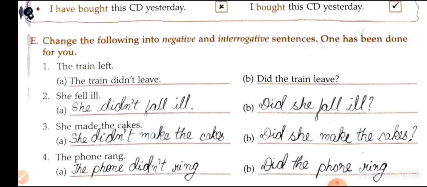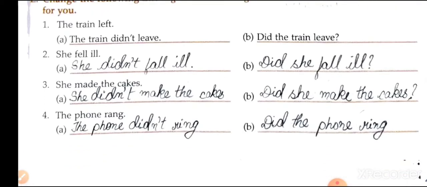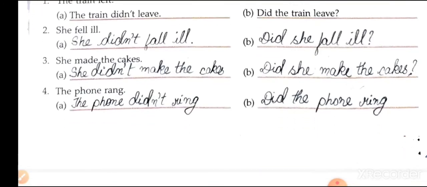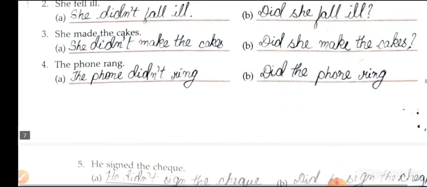Change the following into negative and interrogative sentences. One has been done for you. The train left. The train didn't leave. Did the train leave? She fell ill. She didn't fall ill. Did she fall ill? She made the cakes. She didn't make the cakes. Did she make the cakes? The phone rang. The phone didn't ring. Did the phone ring?